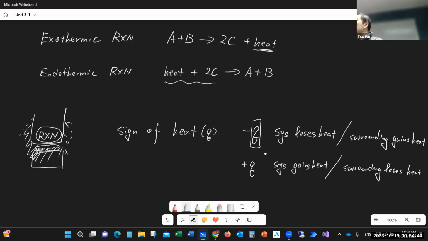Okay, negative sign means it is losing the heat. In other words, this is exothermic, right? Negative sign is losing heat, so that means it's exothermic. System losing heat, so that's exothermic. Plus Q, plus, that means it's endothermic because the system is gaining the heat, so that's endothermic.